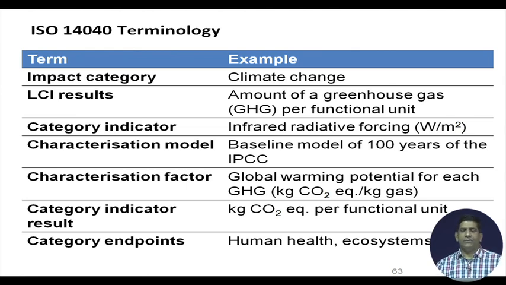Then category endpoints are human health impact, ecosystem impact, and all that. So this is just an example of how, if the impact category is climate change, we characterize these different results: LCI, category indicator, characterization model. Similarly, if the impact category is something else, the steps will be the same, but the category indicator and characterization factor may change a little bit. For most of the characterization we express things as a CO2 equivalent. So that's what is typically done.